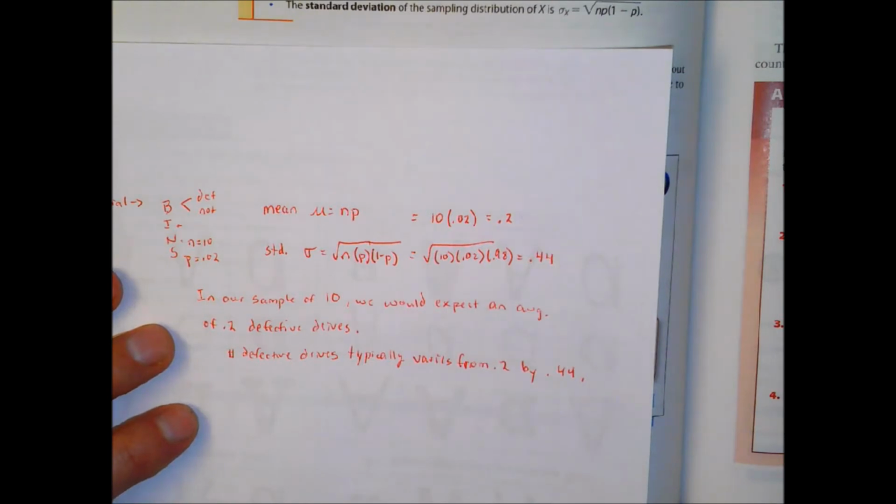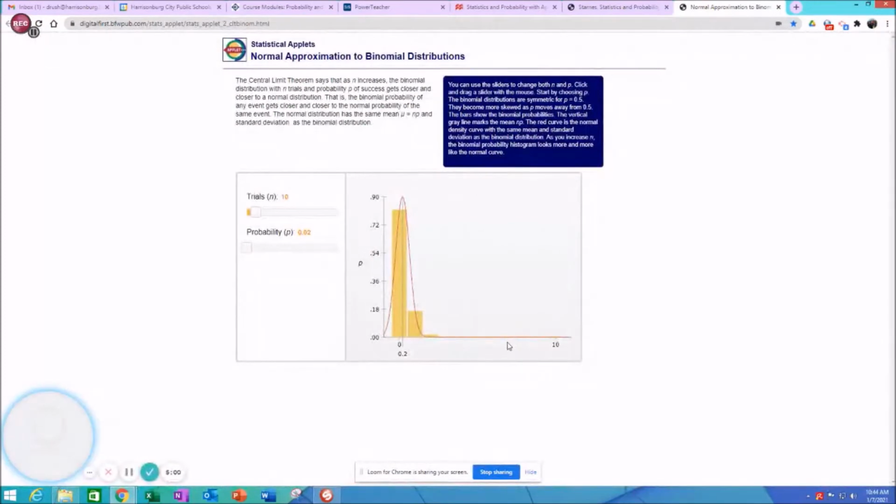Now, let's talk about shape a little bit. In that particular problem, we had 10 trials, right? We're taking 10 flash drives, and the probability is 0.02. Now, if you look at this distribution here, it's very much skewed to the right. The red here is a normal curve, so it doesn't really fit the normal curve at all.